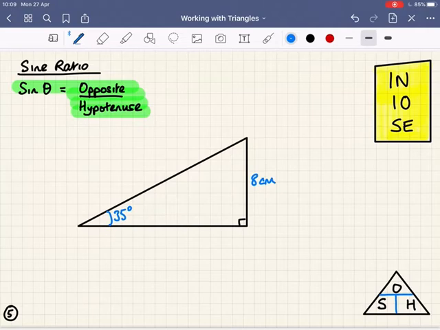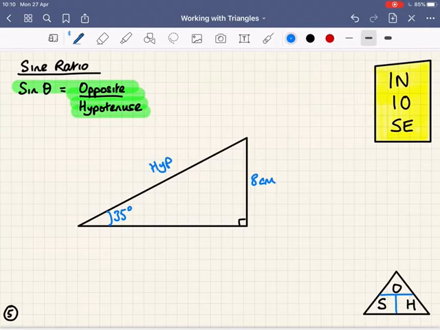Now, I need to know that in this triangle, 8 centimetres is which side? It's the opposite side. And the hypotenuse is over here. So I know that I've got the opposite side and the hypotenuse, and I've got the angle. And if I look, I can see that the sine ratio is the ratio that will help me when I've got that combination. I've got an angle, I've got the opposite side, but I want the hypotenuse.